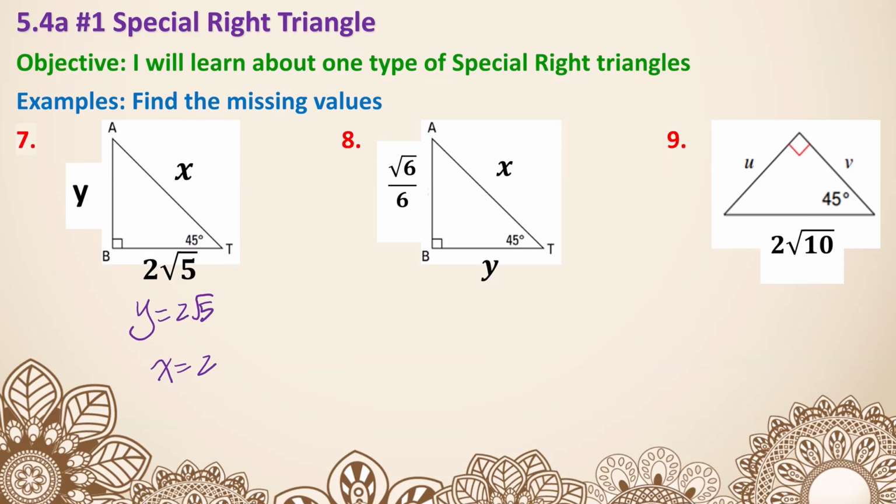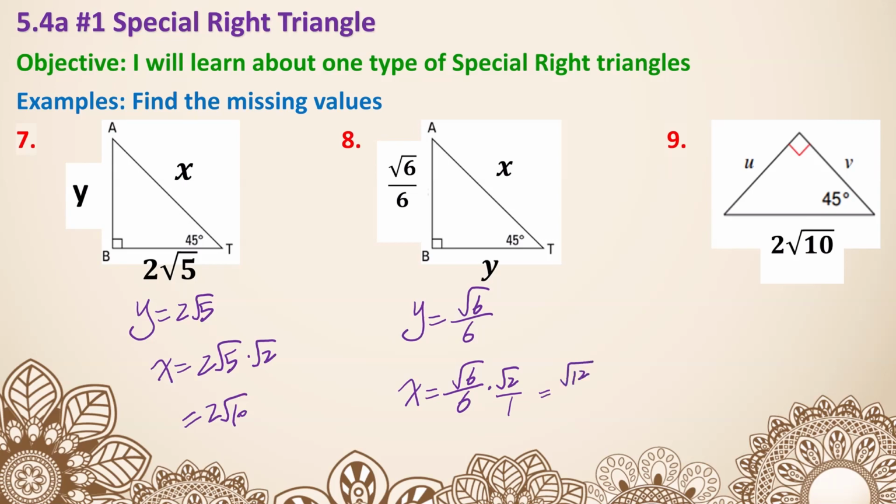Moving on, 7, y of course is going to be the same. X is going to be that multiplied with square root of 2, so 2 square root of 10. 8, y is the same, square root of 6 over 6, so x is going to be square root of 6 over 6, since it's the hypotenuse, multiplied with square root of 2 over 1. We'll get square root of 12 on the top over 6. We do need to simplify that. Square root of 12 is 2 square root of 3 over 6, which simplifies to square root of 3 over 3.